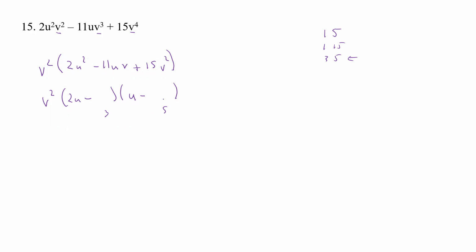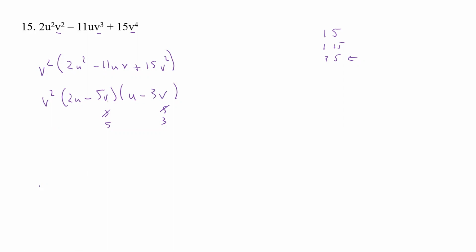So 2 times 5 is 10, plus 3 is 13, so that does not work. What about 5 and 3? So 2 times 3 is 6, plus 5 times u is 5, so 6 plus 5 is 11. So that looks to be, oops, it's supposed to be a 3. That looks to be our factorization.